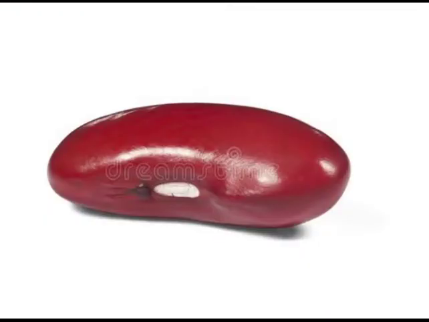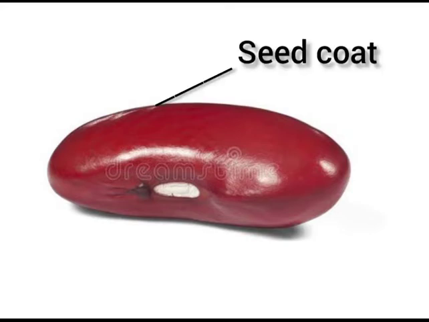So let's see the structure of a seed. This is a bean seed. A seed has a thick outer covering called the seed coat. The seed coat protects the seed. So the seed coat is the thick protective outer covering of the seed.